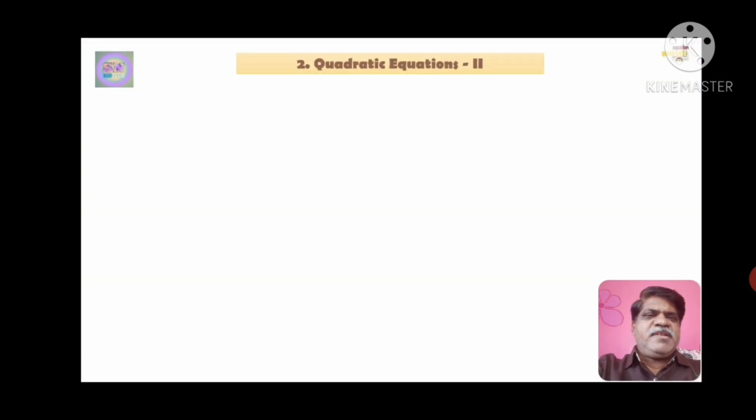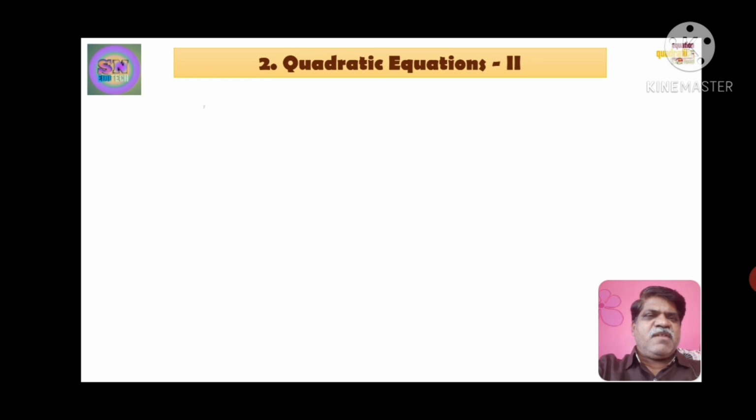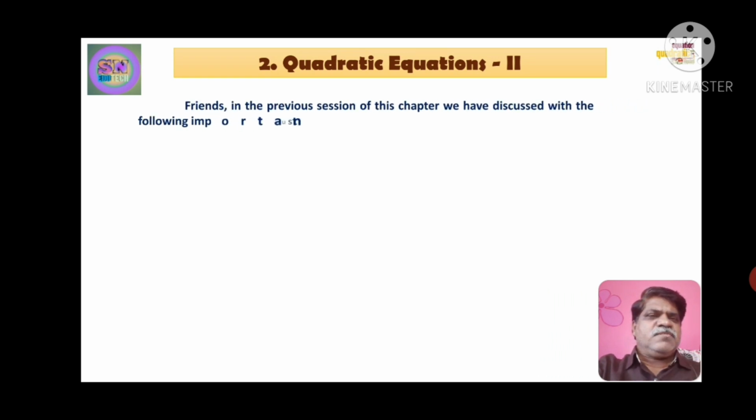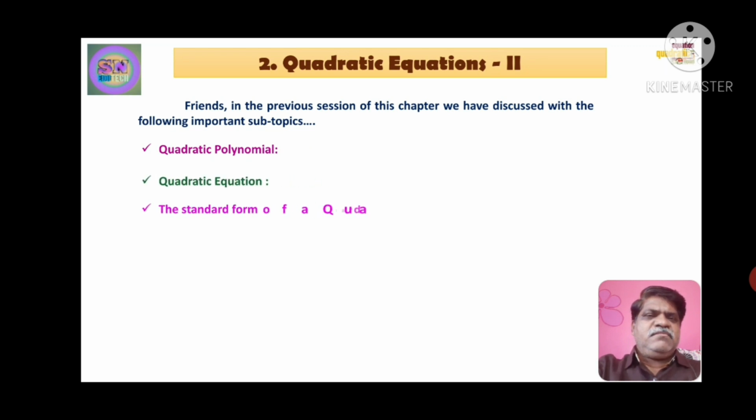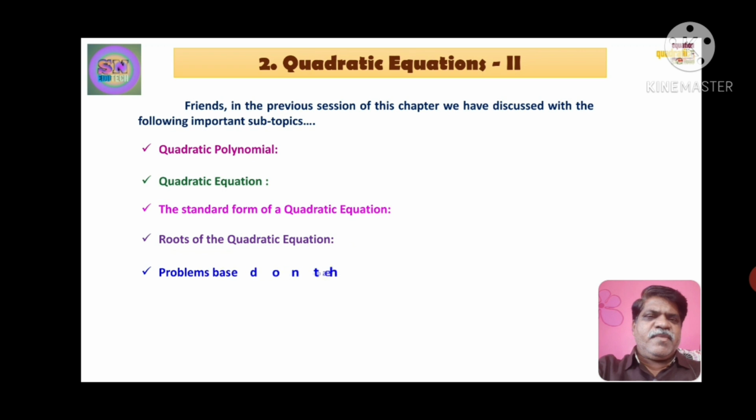Friends, in the previous session of this chapter, Quadratic Equations Part 1, we discussed the following important subtopics: quadratic polynomial, quadratic equation, the standard form of a quadratic equation, roots of the quadratic equation, and problems based on the above content.